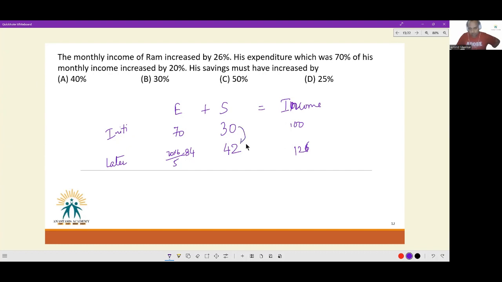So his savings have moved from 30 to 42. There is an increase of 12 on a base of 30. This has to be represented in percentage terms. 4 into 10 gets us to 40. So his savings must have increased by 40%.